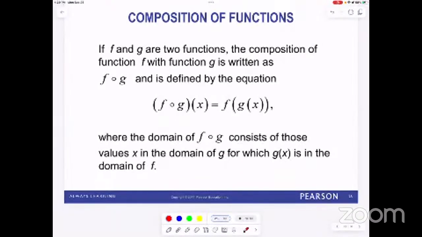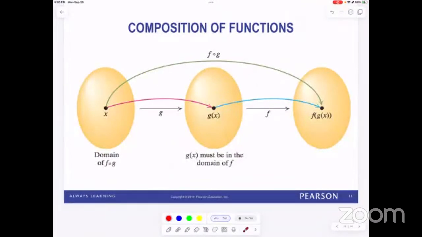Okay, and so this is a pictorial representation of the domain. If you consider your original domain, we take a set of input values and pass them through the function g. We generate a set of output values, g of x. Then we take those results and pass them through the function f, and then we generate f of g of x. So the domain of f of g of x comes from the domain of g, but there's a little bit more to that story. We'll see that when we start working an example or two.